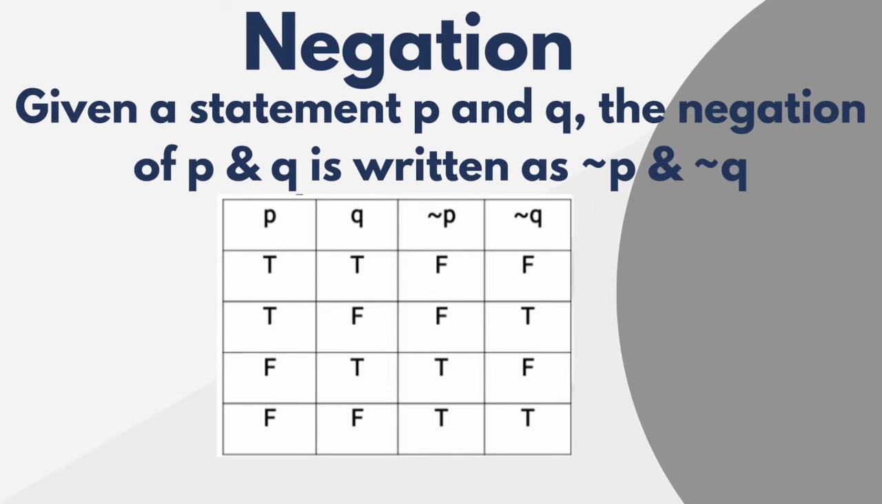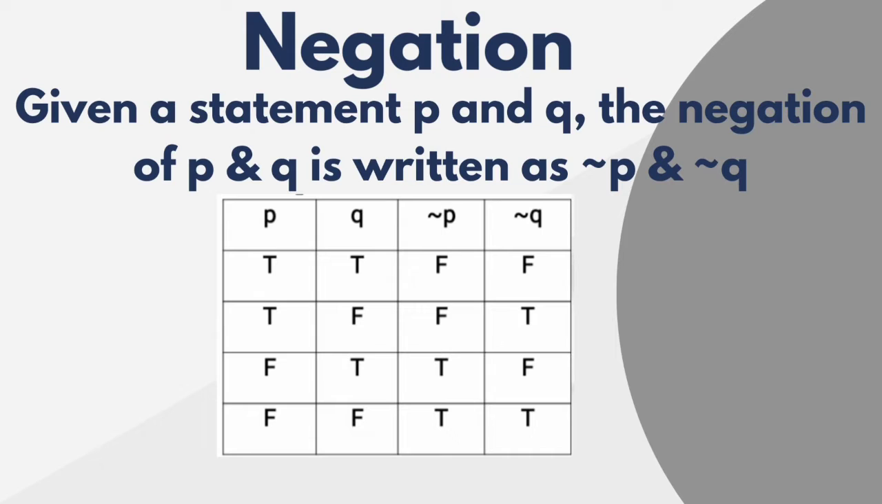Negation. Given statements P and Q, the negation of P and Q is written as the negation symbol before P and the negation symbol before Q. What this negation means is that if P is true, the negation of P will be false. If Q is also true, the negation of Q will also be false. And that is what we have in the table there.